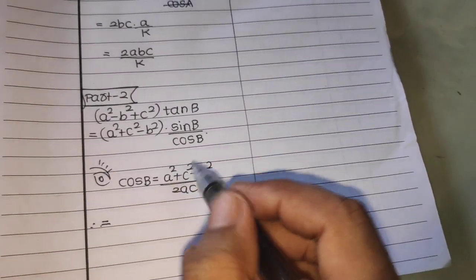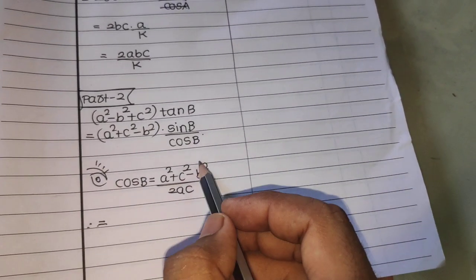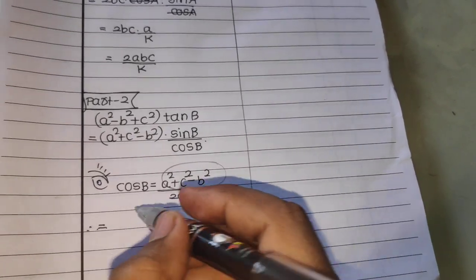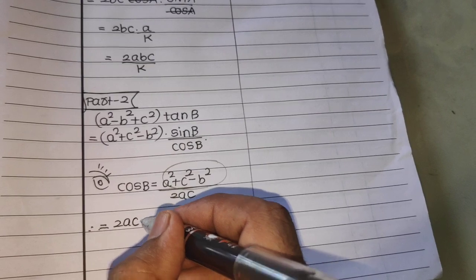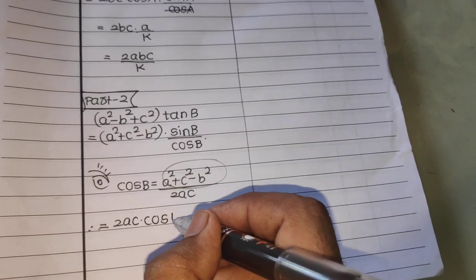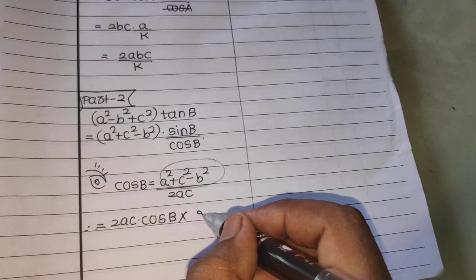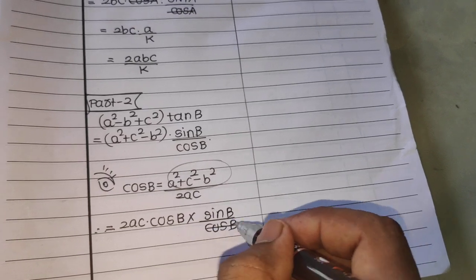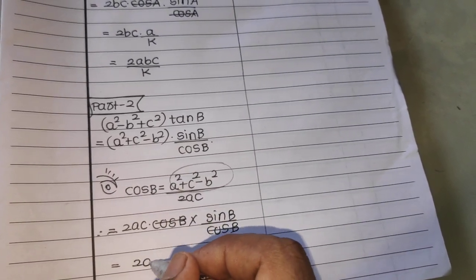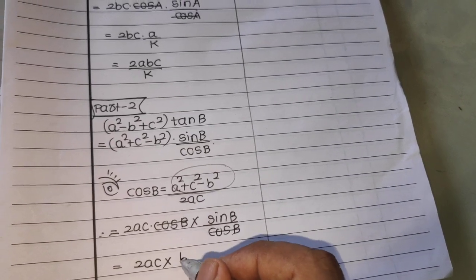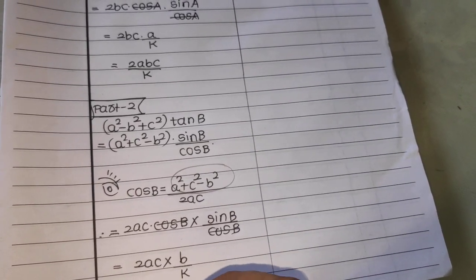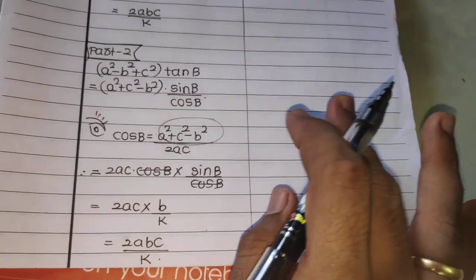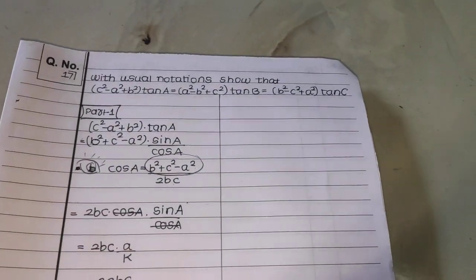So step starts again. If I want the value of a square plus c square minus b square, it is nothing but 2ac cos of b. So I am going to substitute 2ac cos of b into sin b upon cos of b. Both cos of b get cancelled. Now what is sin of b? Sin of b will be b upon k, and that is nothing but 2abc upon k. So once again we got part 1, part 2, both answers are same.